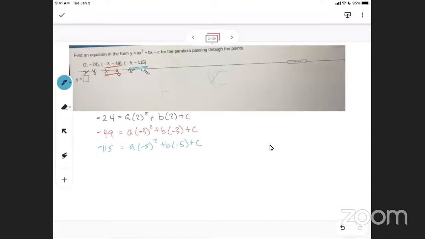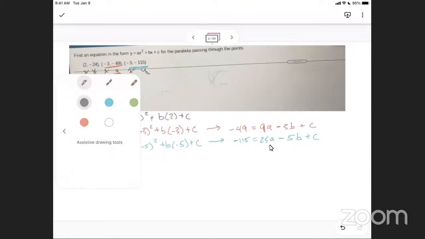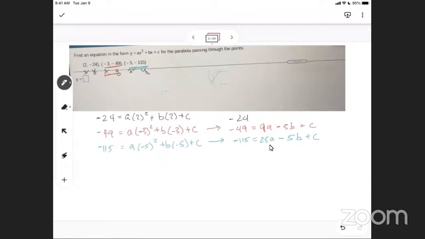So if I simplify each one of these, it's negative 115 equals 25a minus 5b plus c. That's the blue one. Negative 49 equals 9a minus 3b plus c. And the top equation is negative 24 equals 4a plus 2b plus c.